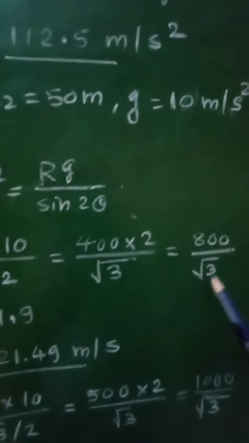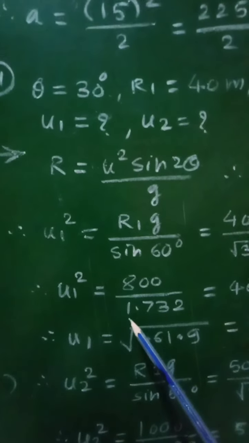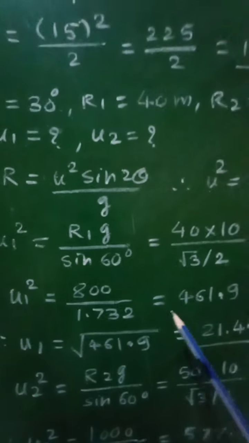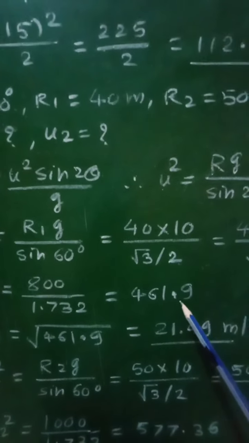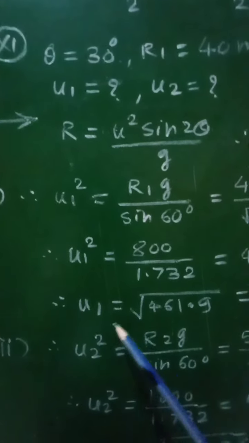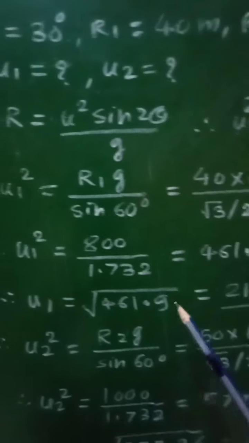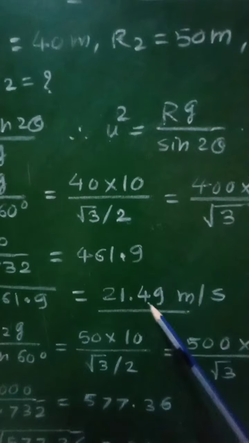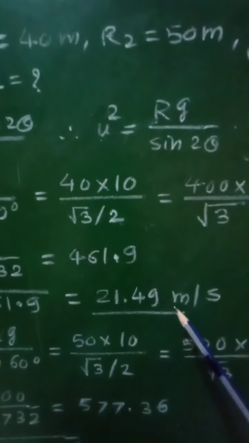Therefore u1 square will be equal to 800 upon 1.732, which is the value of root 3, which comes out to be 461.9. This is the value of u1 square. Therefore we can find u1 equal to square root of 461.9, which comes out to be 21.49 meter per second. This is the value of u1.